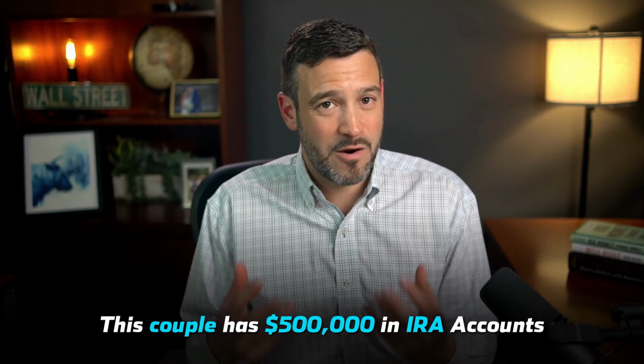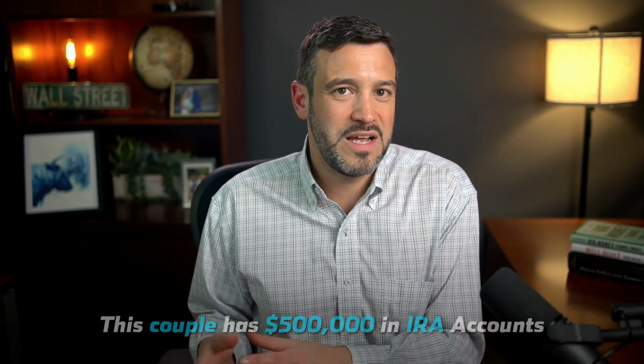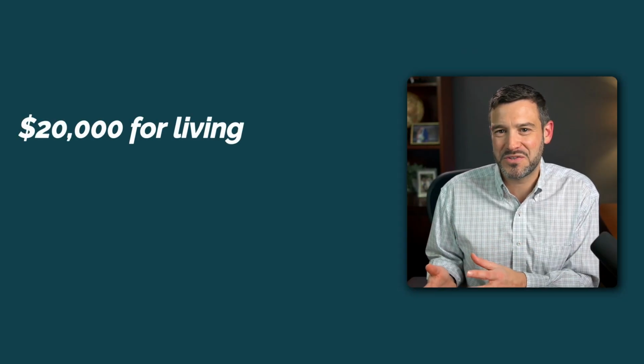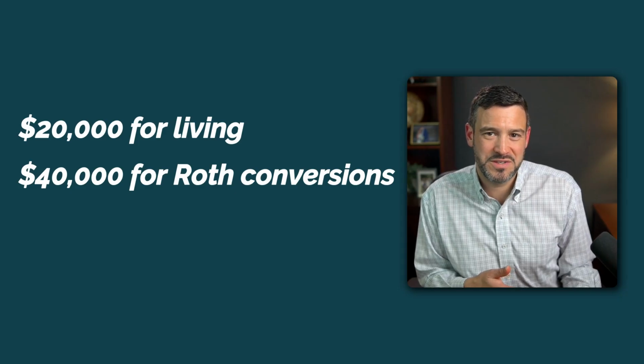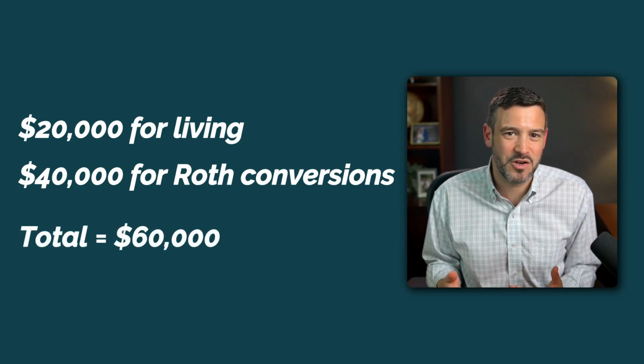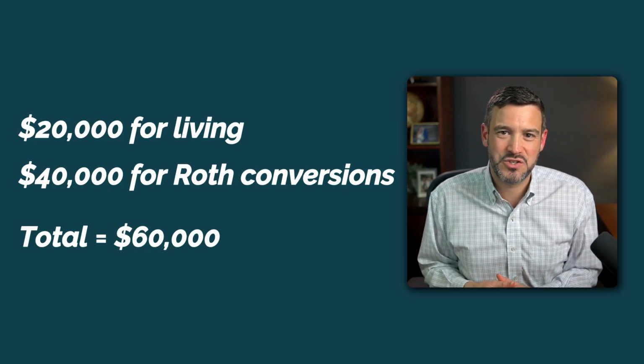So what can we do? We can take some IRA withdrawals, and we can also do some Roth conversions. Now, it's possible that we might need some of this money, right? We might need a little more money in order to just live. So we might not need all of it, but let's say we need $20,000 to live and we want to do $40,000 worth of Roth conversions. So around $60,000 worth of total income that we're going to generate through that strategy.